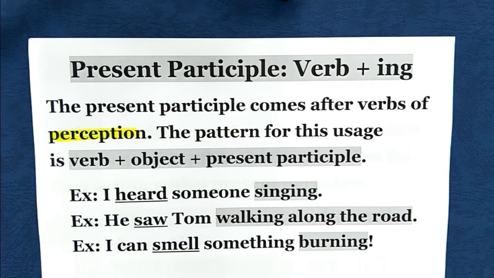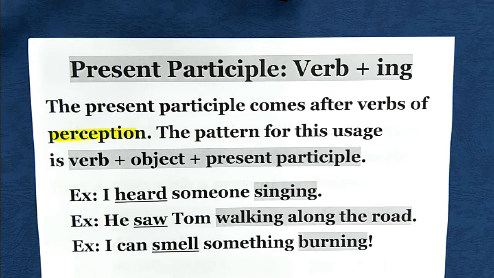Number one, the present participle comes after verbs of perception. What does that mean? Perception. Well, seeing with your eyes, feeling with your skin, feeling with your heart, smelling with your nose, hearing with your ears, tasting with your tongue. These are all verbs of perception. The pattern for this usage is verb plus object plus present participle.